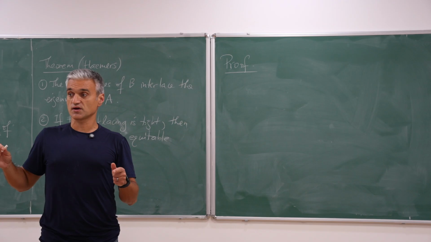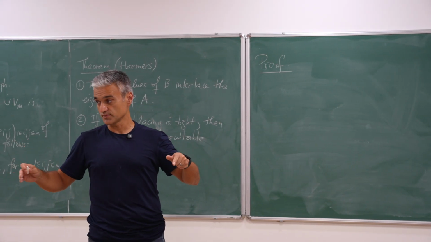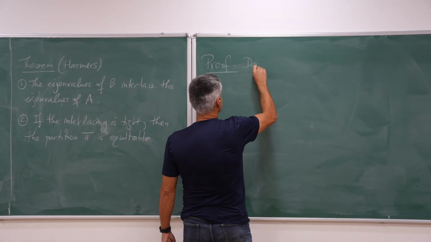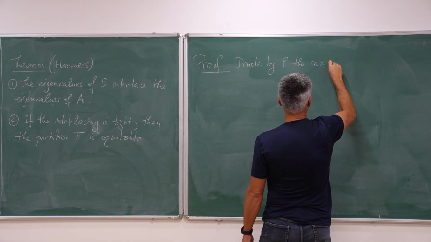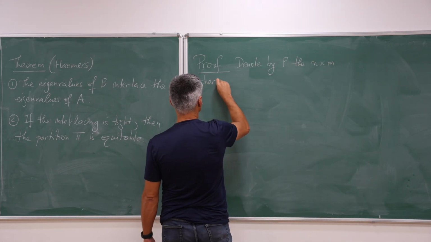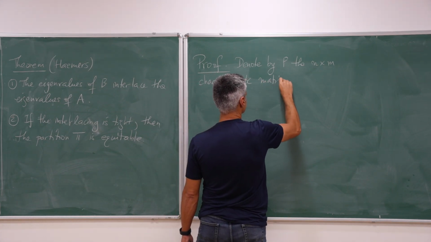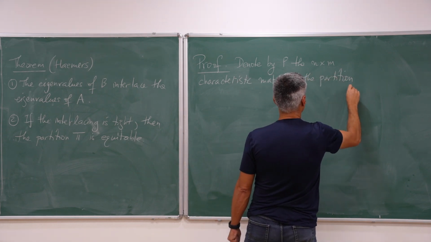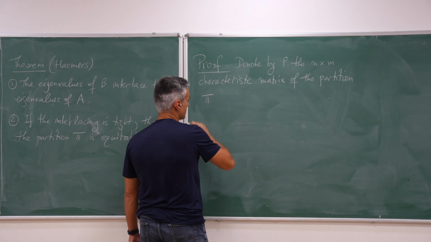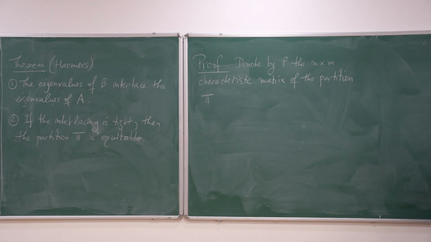The characteristic matrix of a partition, where the columns are all the characteristic vectors of V1, V2, up to Vm. So denote by P the n by m characteristic matrix of the partition pi. Maybe let me do it here to help us understand. I'll illustrate how this works by a small example.